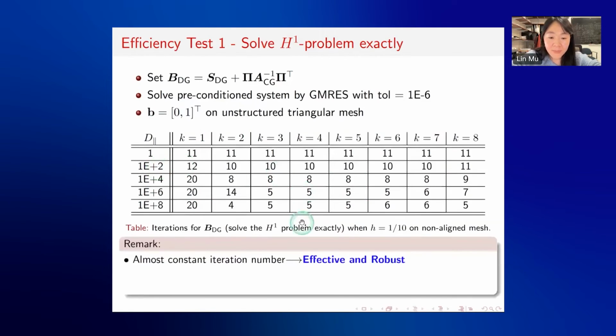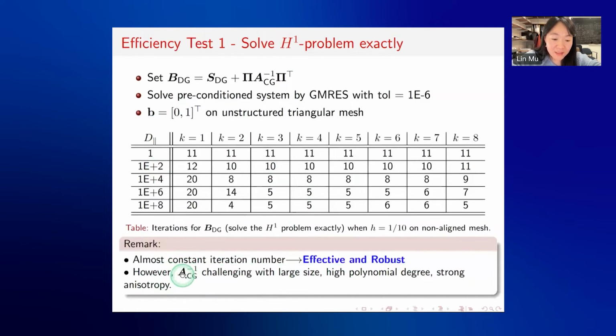Now we observe the effectiveness and the robustness of the scheme. However, exact inversion of A_CG may still be challenging because the system may have a very large size, a high polynomial degree, and strong anisotropy. So this still has a very bad condition number, and it's very challenging to invert. We will make use of the multigrid phenomenon and replace this A_CG inverse by another preconditioner.